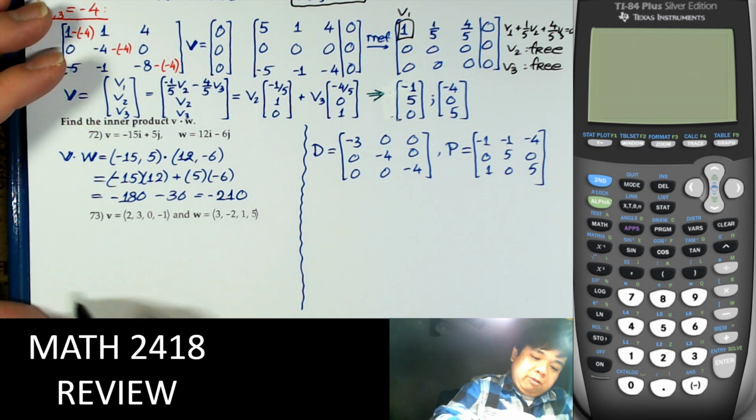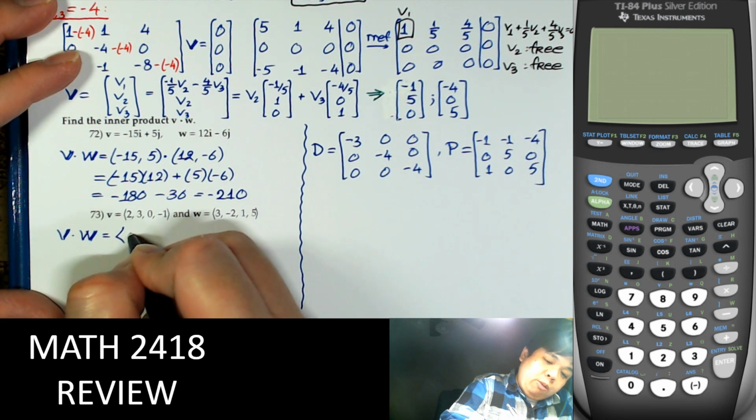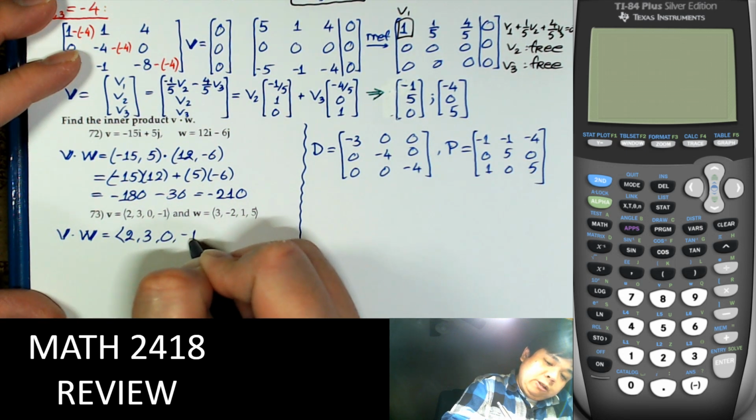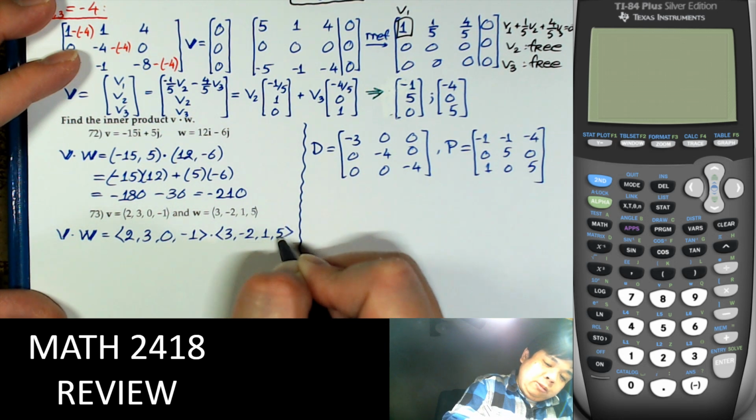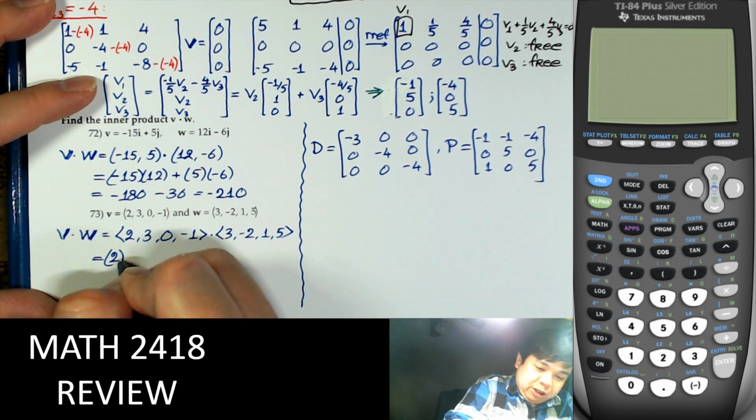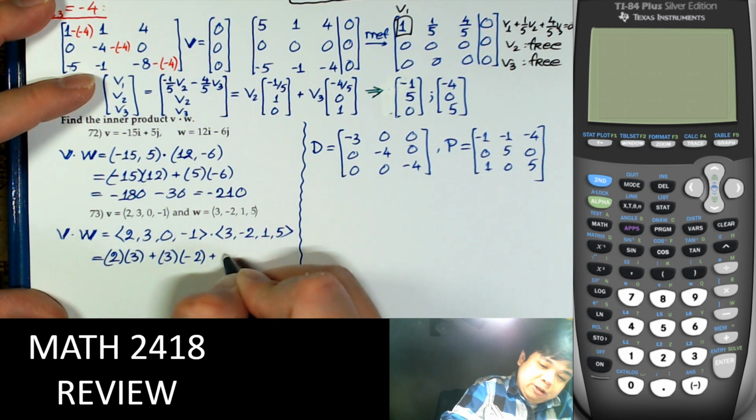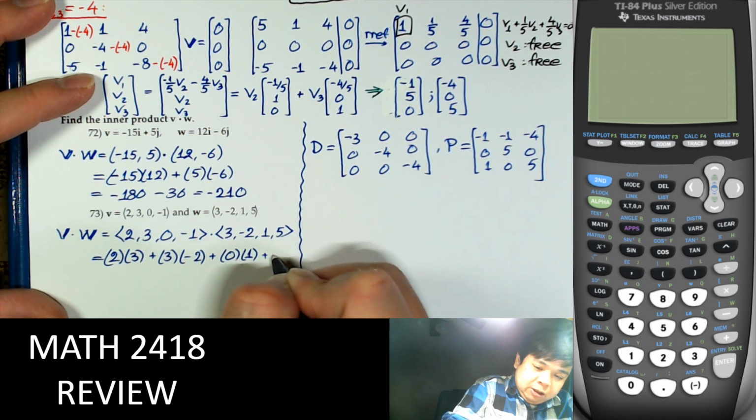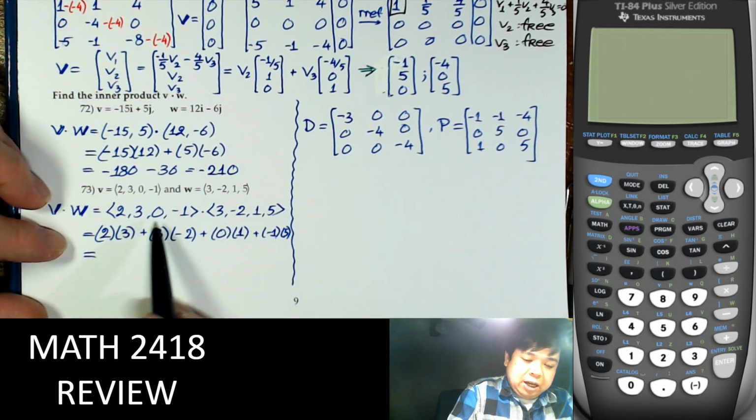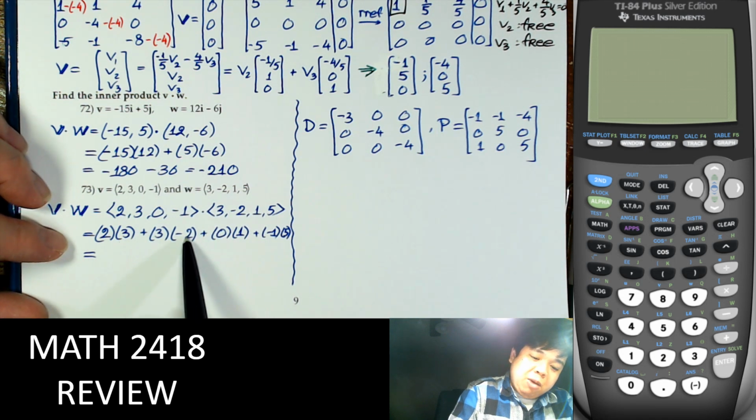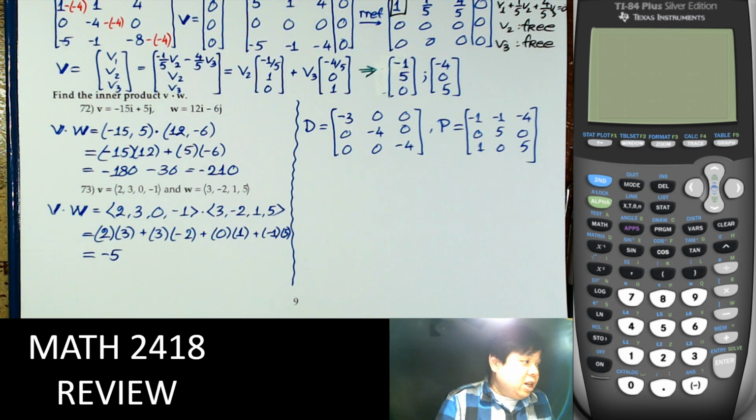Next you have v dot w. Now the vector has 4 components. Two times 3, times negative 2, so times 1, negative 1 times 5. So that cancels out. That's 6 minus 6, 0, so that's just negative 5 here. Right, very straightforward. That's the inner product or the dot product.